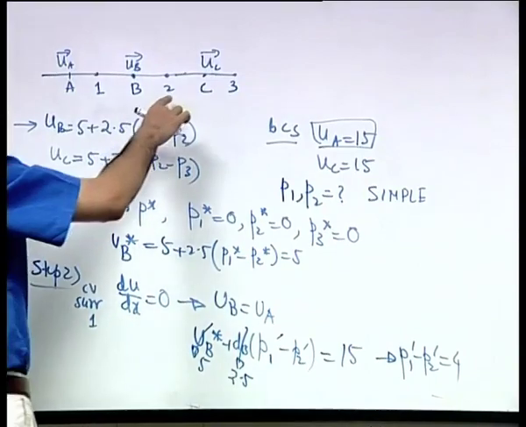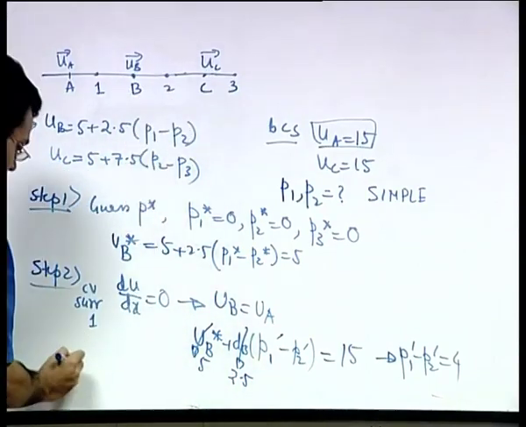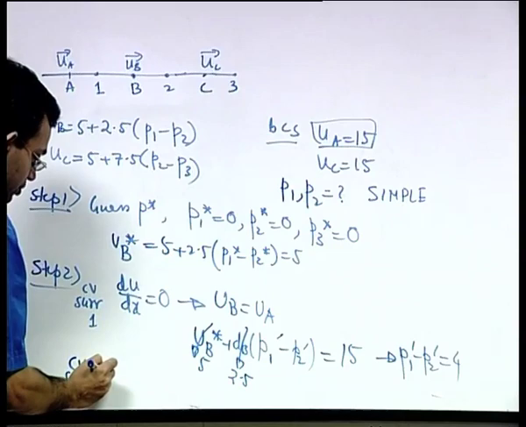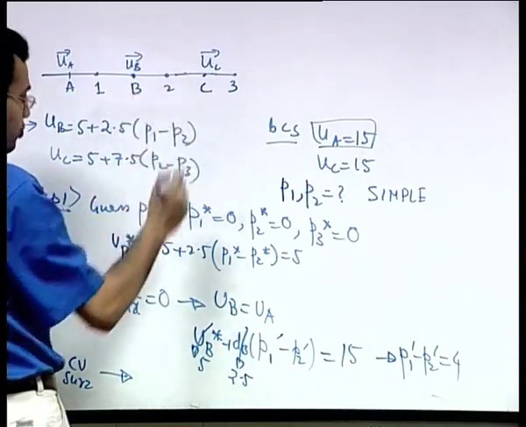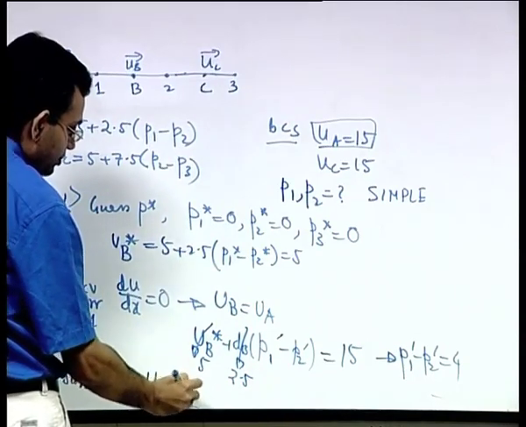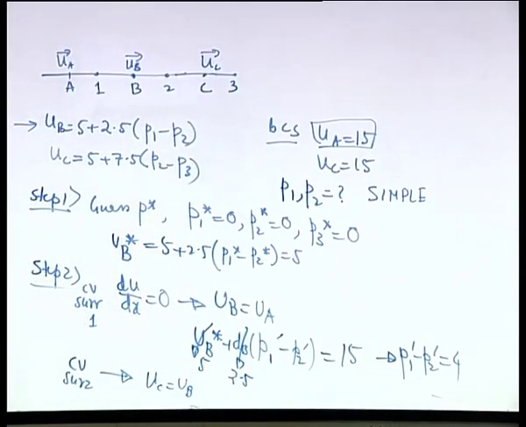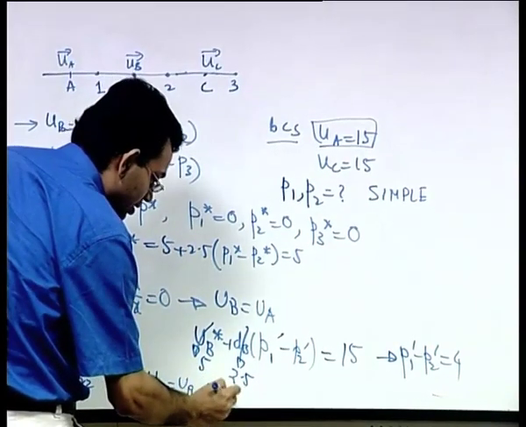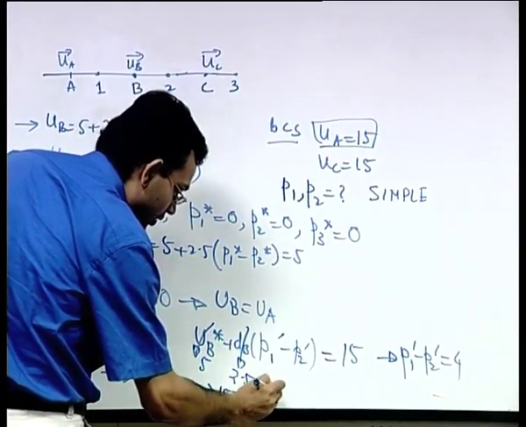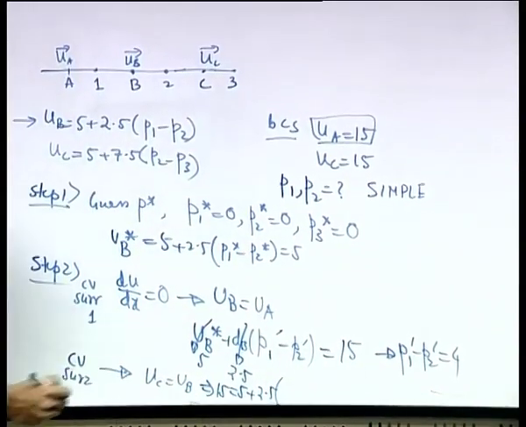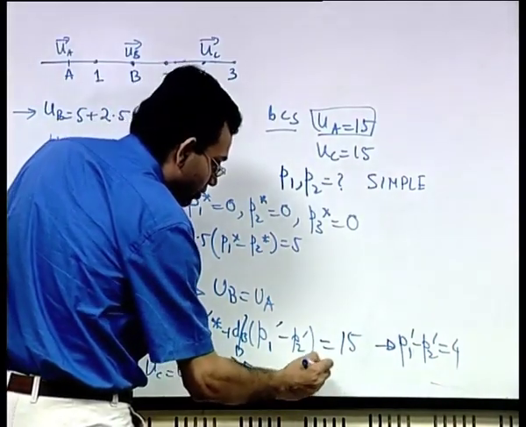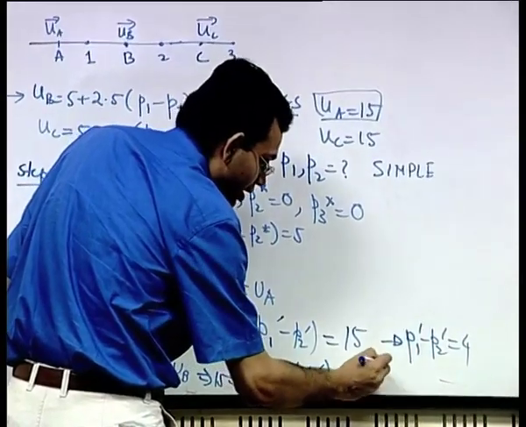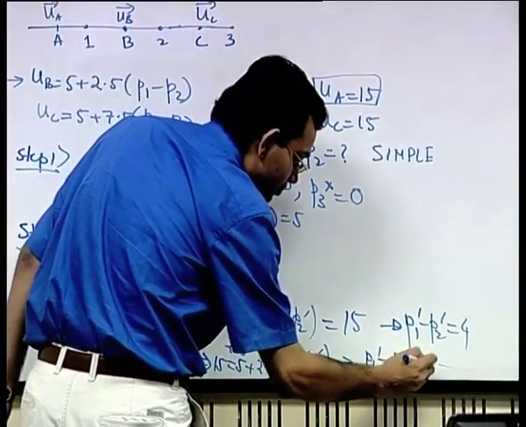Then you can write the momentum equation for the grid point 2 also, the control volume surrounding 2. So what will that give? That will give uc equal to ub. uc is given as 15. So you have 15 equal to again 5 plus 2.5 into P1 dash minus P2 dash. So it will give rise to the same equation, P1 dash minus P2 dash equal to 4.